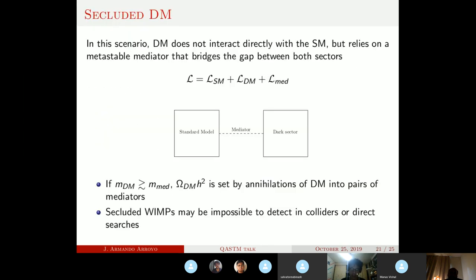These diagrams are now divorced, because the one for the direct detection experiments is going to be different from the annihilation ones, which are also the ones that set the relic abundance. Now the relic abundance is going to be set by annihilations of dark matter into mediator particles, of course, if the hierarchy of masses allows that. So basically these are two different sectors connected by this mediator particle, which is also a new particle.